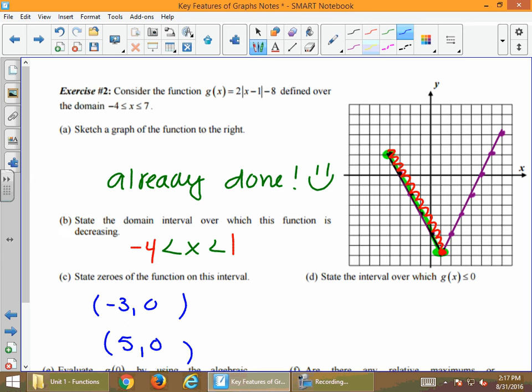Questions over that? And then state the interval over which g of x is less than or equal to 0.